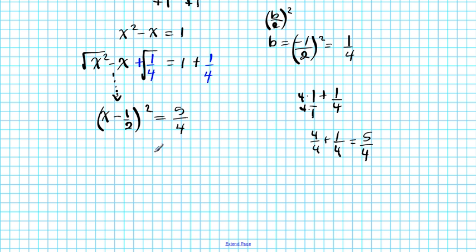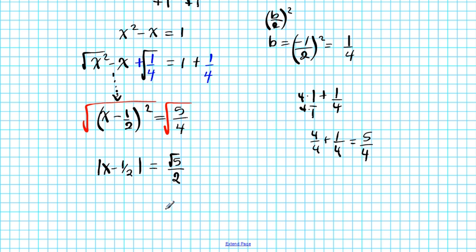Now, how do I solve this equation? You can take the square root of both sides. On the left side, I'm going to end up with the absolute value of x minus 1/2, because anytime you take the square root of a square, you end up with the absolute value. It equals, I break the square root to the top and bottom, square root of 5 divided by the square root of 4, which is just 2.